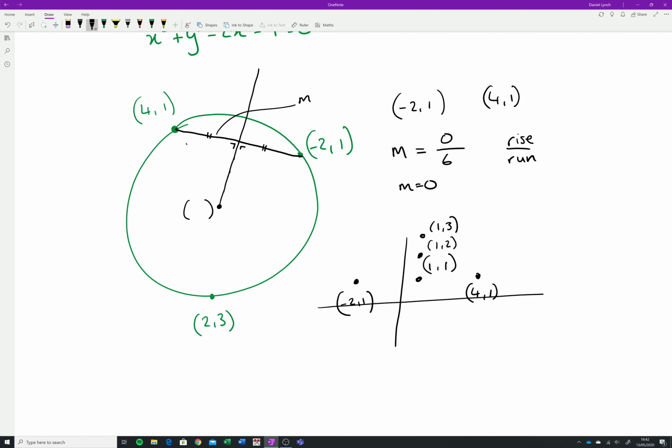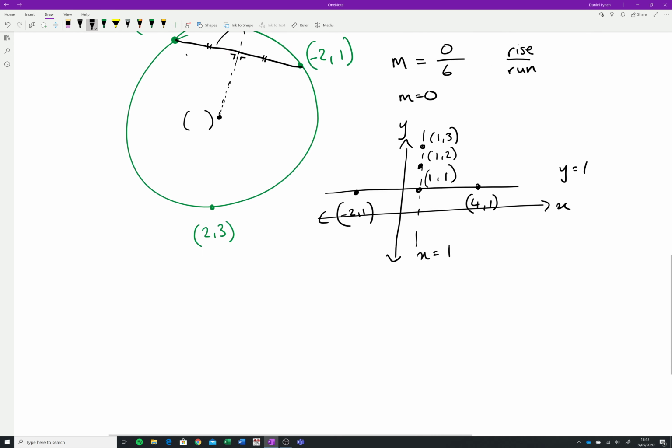So from the junior cert, hopefully you know that this line here, and by the way, this line here is equivalent to this line here. That line there is simply where the x value is always 1. It's x equals 1. This one here is the line where y is equal to 1. Okay, this is our x-axis. This is our y-axis. Hopefully you knew that one already from the junior cert.